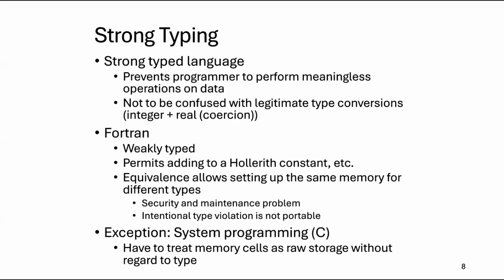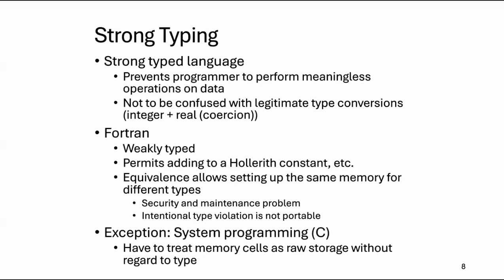One more difference in Algol is that it has strong typing. Strong typing means that you cannot manipulate the data in any way other than what is defined for it. Meaning, if you define an integer, you can use that data as an integer. You cannot manipulate it to use it for something else. And why did Algol want to go this way? Because they wanted to prevent programmers from doing meaningless operations on data.